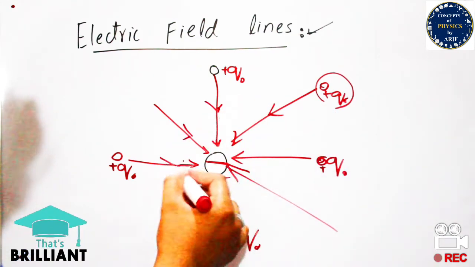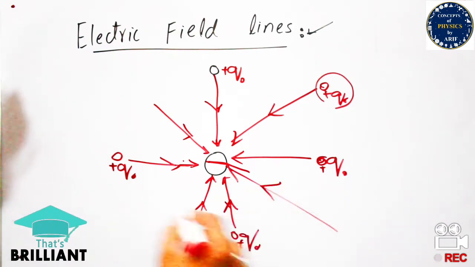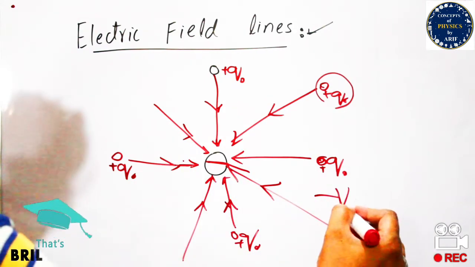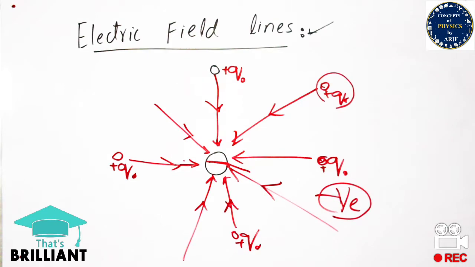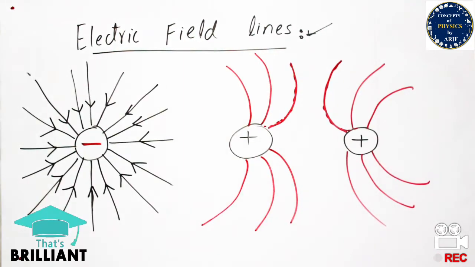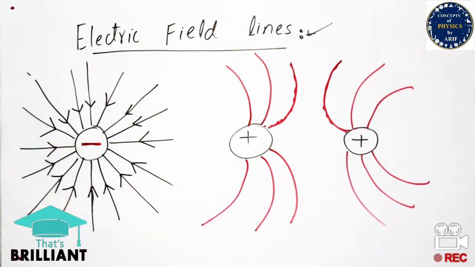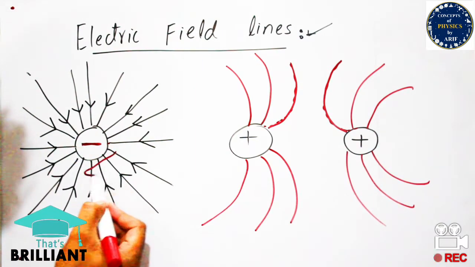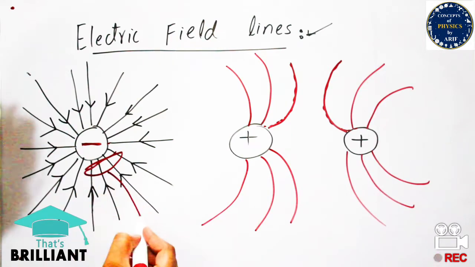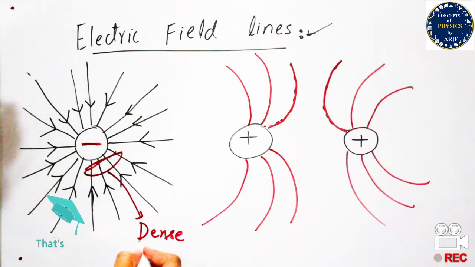And in other theory, the electric field lines are coming towards the center, towards the source charge. So electric field lines travel from positive to negative. In this case you have seen that this is a negative source charge and electric field lines are coming towards its center. We can find out the strength of the electric field by seeing the density of electric field lines.